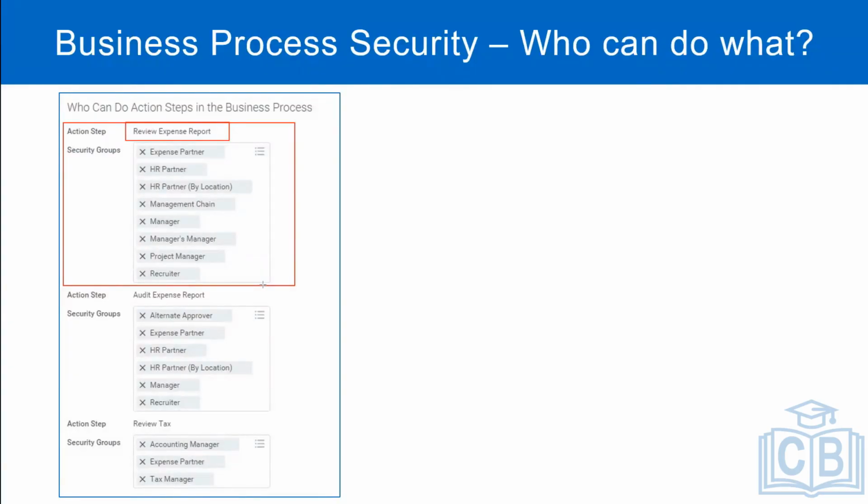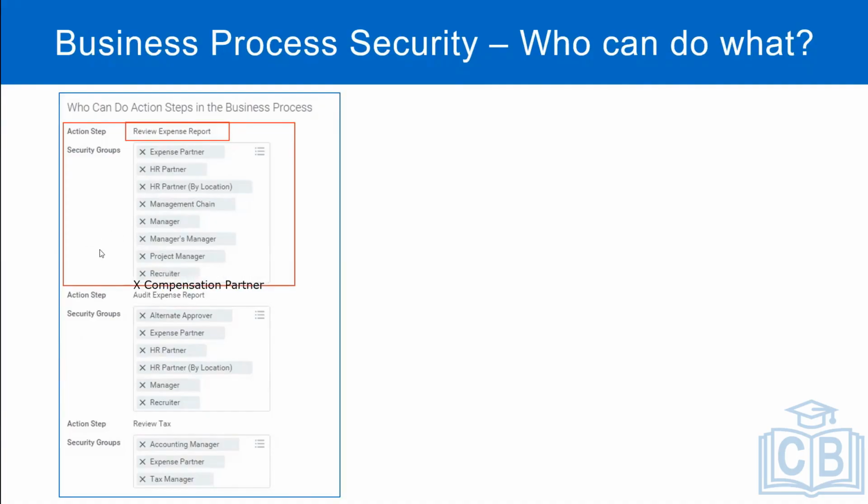Let me ask you a more tricky question. What if I want the compensation partner to review my expense report? I want the compensation partner to do that. Then what should I do? If I hear you correctly, maybe I will add the compensation partner to the list. Is that what we will do?